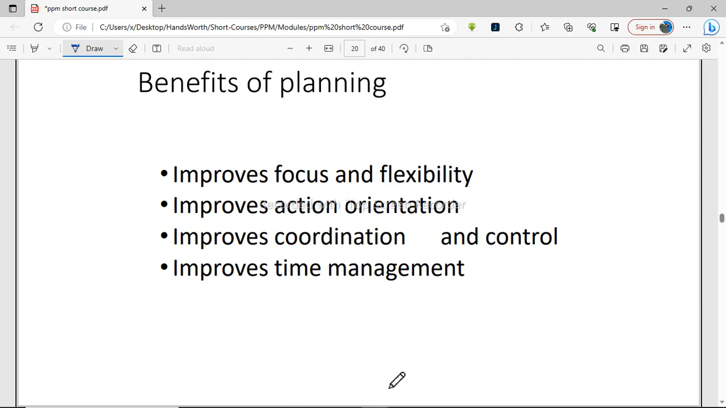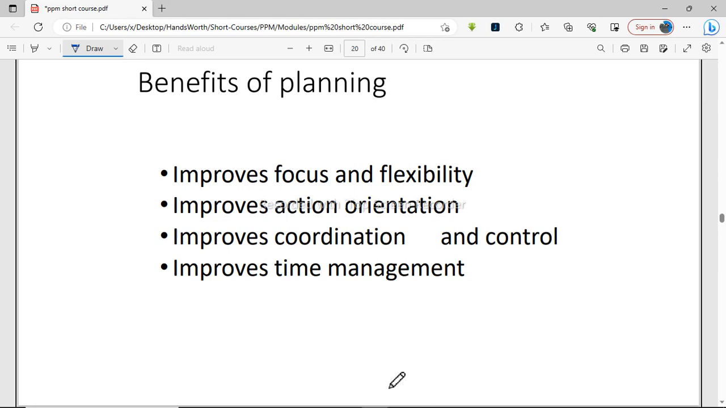We have already discussed this one, but I'll iterate just a bit on it. Under action orientation, we said when you have a plan in place and the implementation of the project has started, it will help you know how far you are progressing, or if you are progressing in the first place. Therefore, once the people working on the project are able to see that indeed they are progressing and they are doing something, it on its own becomes a motivation to those individuals implementing or working under that given project. Therefore, planning improves action orientation.